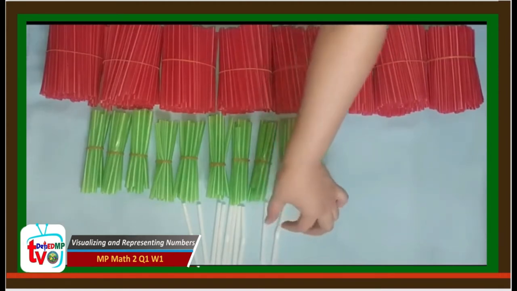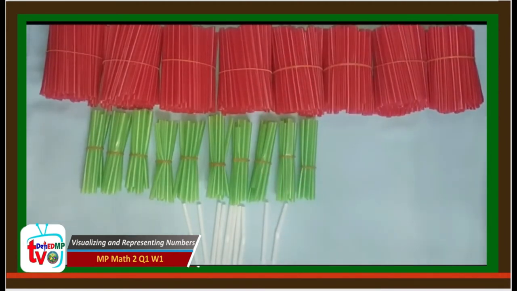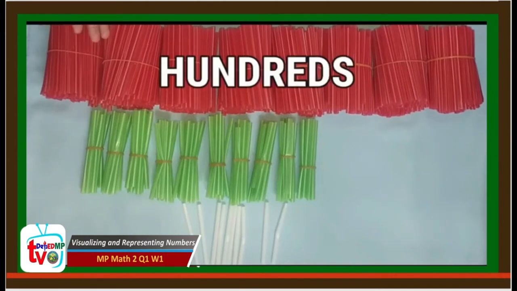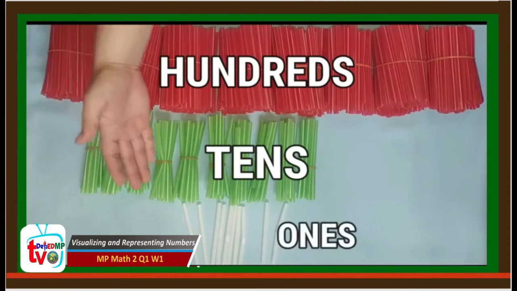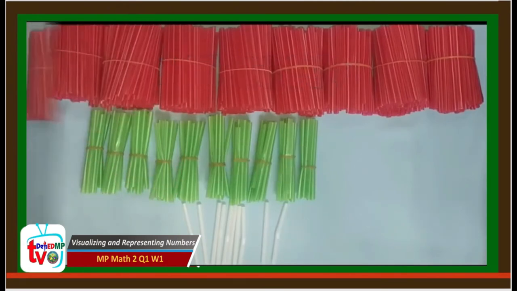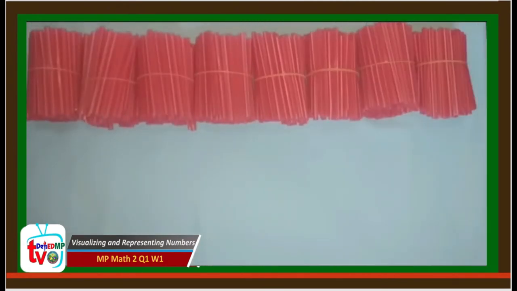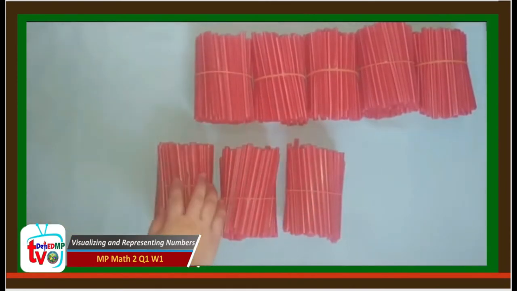Okay, so again, Mario, which is represented by the red straw? Hundreds, ma'am. Okay, very good. It is hundreds, and the green one is? Tens, ma'am. Tens. Okay, very good. How about the white? It is? Ones, ma'am. Very good, Mario.